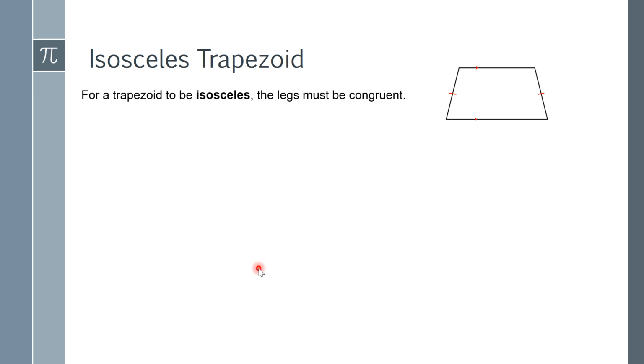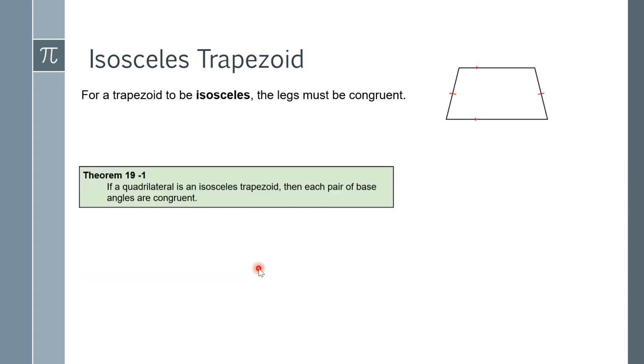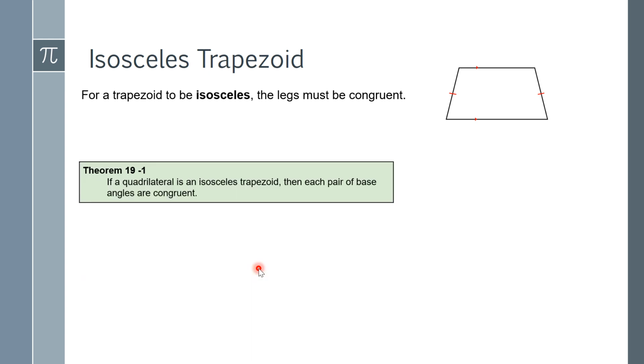So now, based on knowing that we have two congruent sides, we have this theorem. It says if a quadrilateral is an isosceles trapezoid, then each pair of base angles are congruent. So, taking a look at that, we got our isosceles trapezoid. And you see these base angles, these are congruent, and so are the ones down here. So they're congruent to each other. So in this case, if I were to give you the measure of one angle, you would have enough information to figure out the other three angles, because these two angles would be congruent.